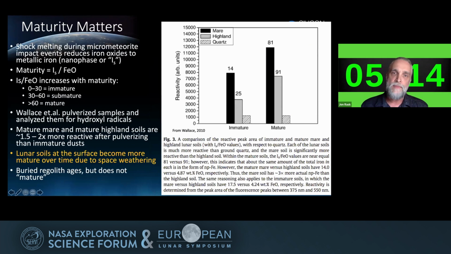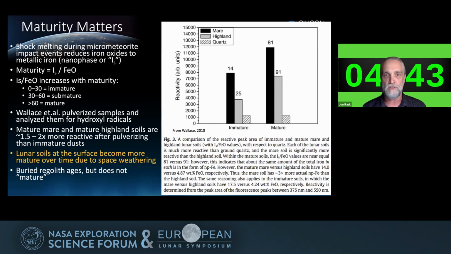And another thing that came out of Wallace's study and a lot of work that Larry Taylor and others did was the point that reactivity relates to the mineral maturity, that is, how much elemental iron is present in the samples. And hydroxyl radical scavenging assays have shown that mature samples are much more reactive than immature samples. And it's important to note that lunar soils at the surface become more mature over time due to space weathering.